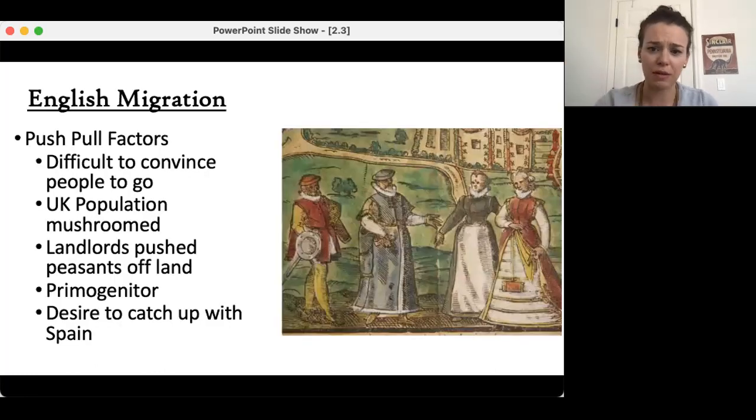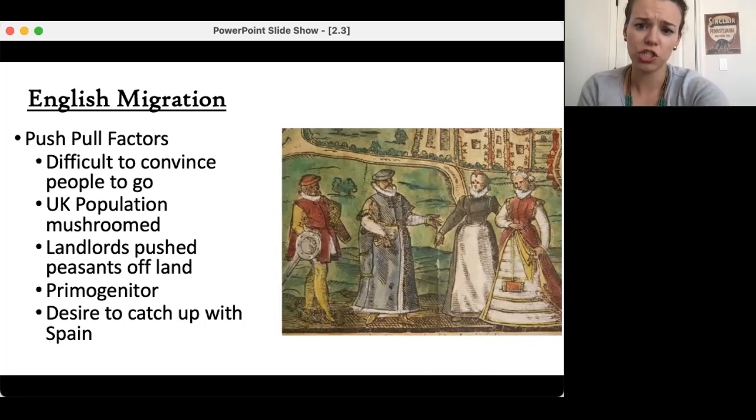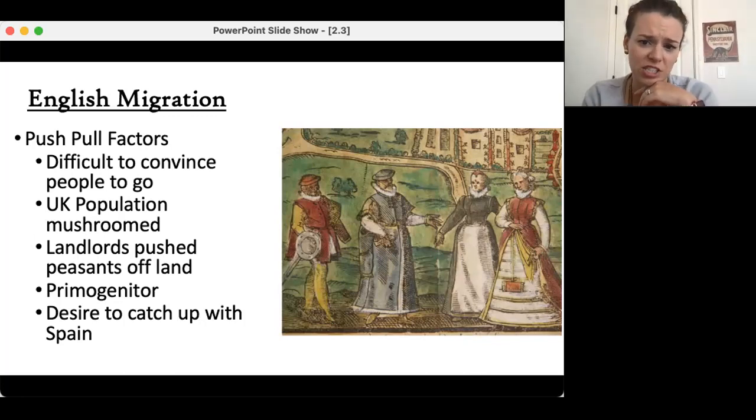So let's think a little bit about what would motivate English migration at all. I've taught AP Human Geography for years and years and years. And in Unit 2 of AP Human Geo, we spend a lot of time talking about migration, specifically push and pull factors. A push factor is something that would push you out of your home. A pull factor is something that would pull you to a new place. So what were some of the push and pull factors for English migrants to the New World?